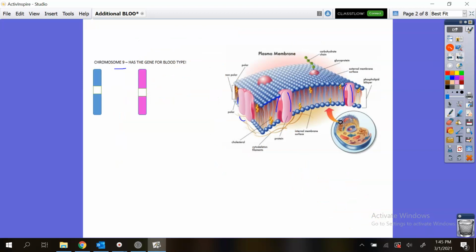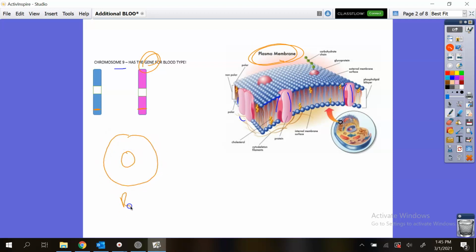Now, this particular assignment focuses on blood type. So chromosome 9 has the gene for blood type right about down here. That is where the gene is found. So there's your DNA segment, and then it gets transcribed and translated, and that gene affects the plasma membranes of your red blood cells, right?